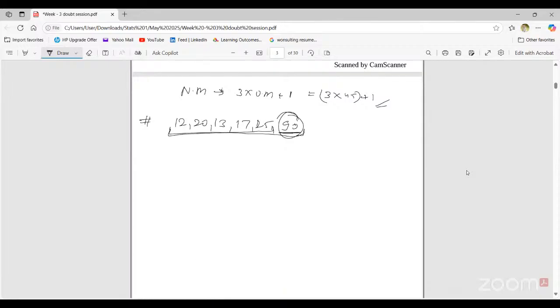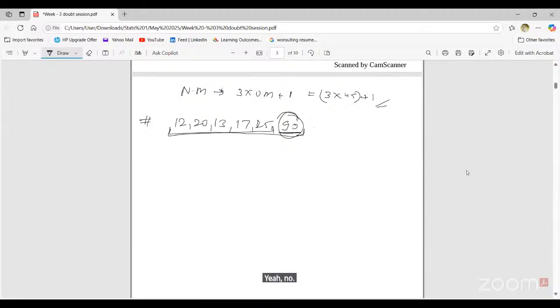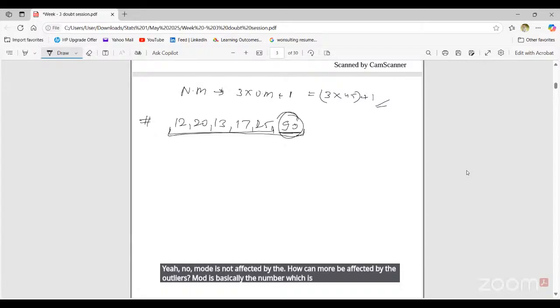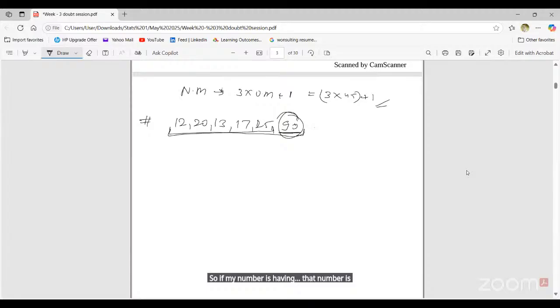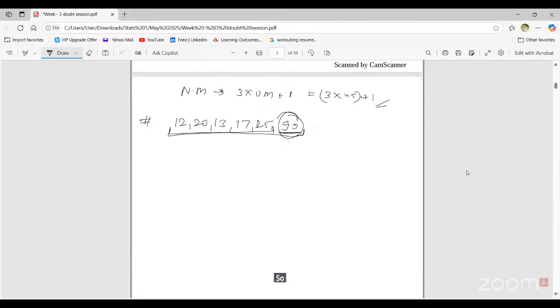So it means mode should be affected by outliers more than mean, because mode is also the highest number if we arrange the data in ascending order? No, mode is affected by the frequency. How can mode be affected by the outliers? Mode is basically the number which has the highest frequency. So outlier doesn't come into it.